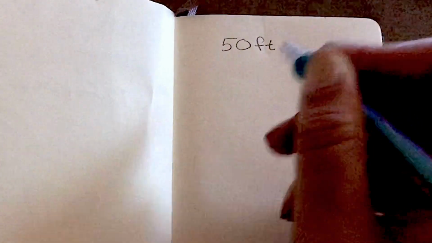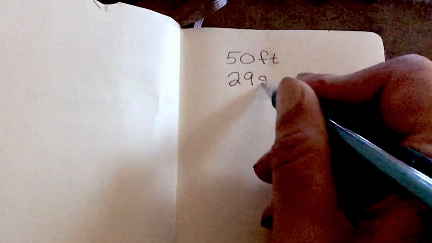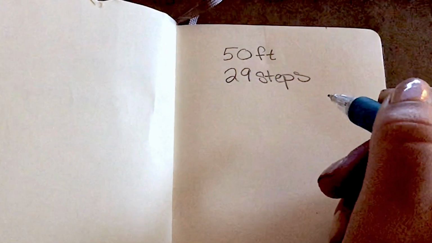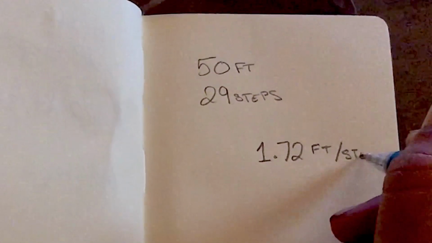Now to calculate the length of my step, I'll want to divide the 50 feet that I walked by the number of steps it took me to walk that distance. This gives me 1.72 feet per step.